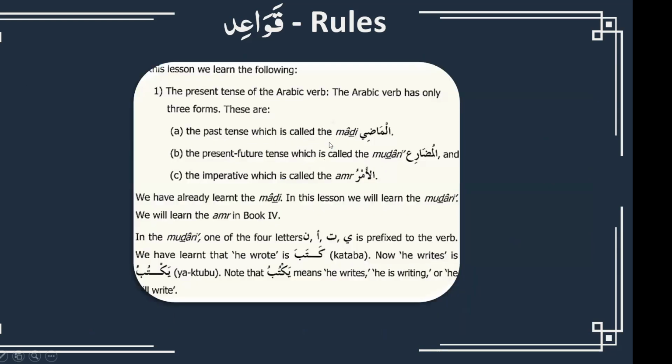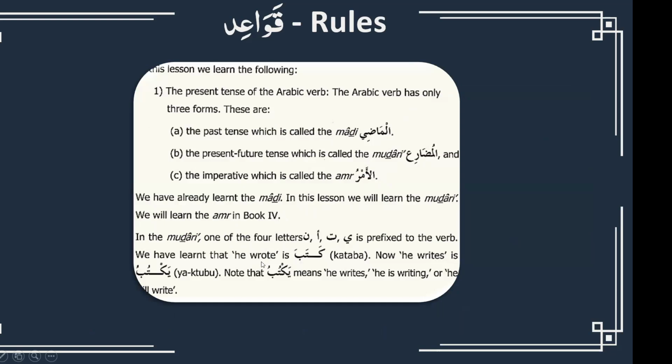Now, the present tense of the Arabic verb has only three forms, as we know: al-madi, al-mudari, and amr. We've already learned the madi, and now you will learn the mudari. One of the four letters, ya, ta, alif, and noon, is prefixed to the verb.